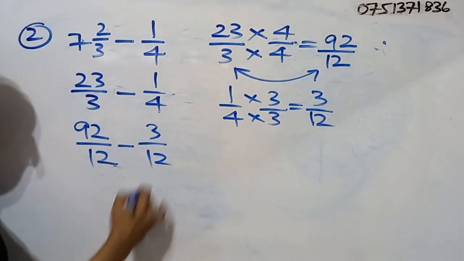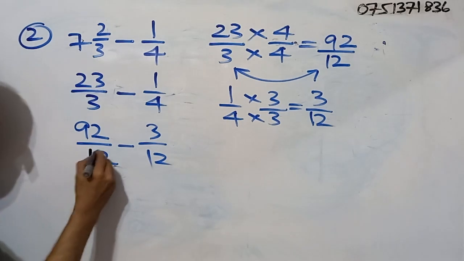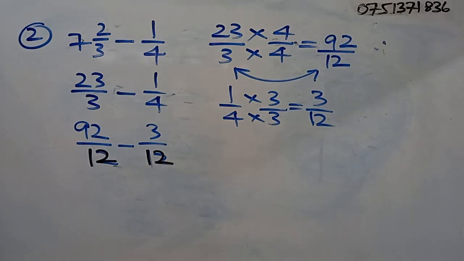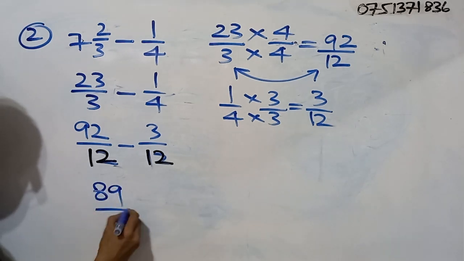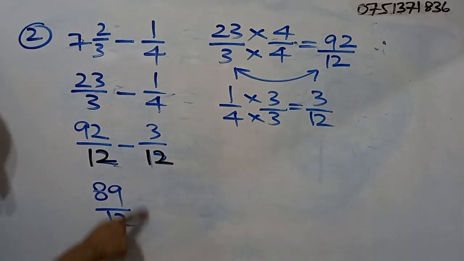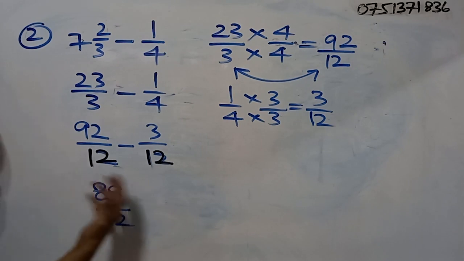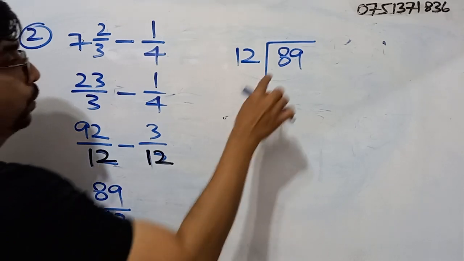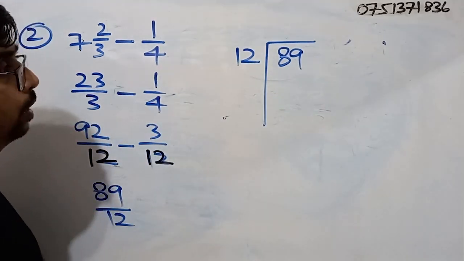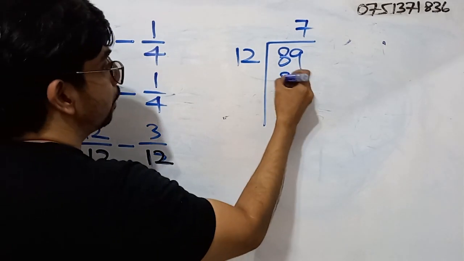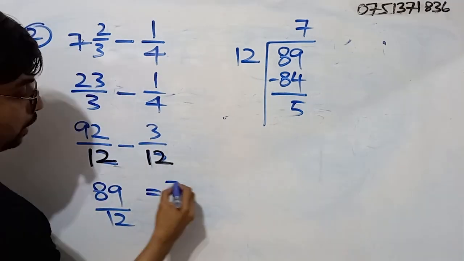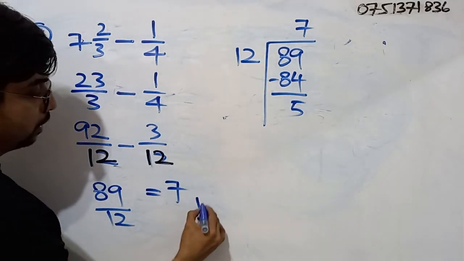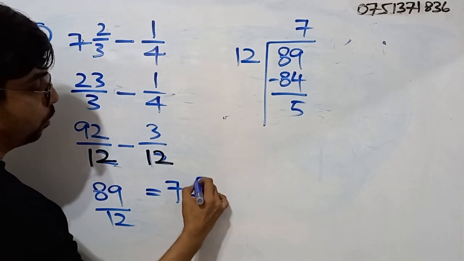Minus 3 by 12. We have two fractions where the denominators are equal. So simply we can subtract the numerators. So 92 minus 3, what do we get? 89. 89 by 12. So again we have to simplify 89 by 12. So we have to convert this into what? A mixed number. So 89 I have to divide by 12. 12 into 7. So we get what? 84. 89 minus 84, we get a 5. The whole number part will be 7. Denominator is 12 and the numerator is 5.